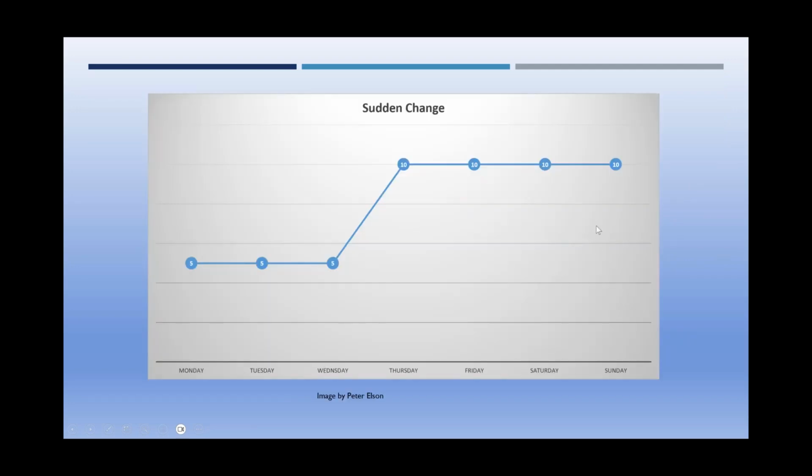So again, this is what a graph of a sudden change might be. One day you're pumping 5, the next day you're pumping 10. Doesn't really matter what the units are. It's really the change that matters.